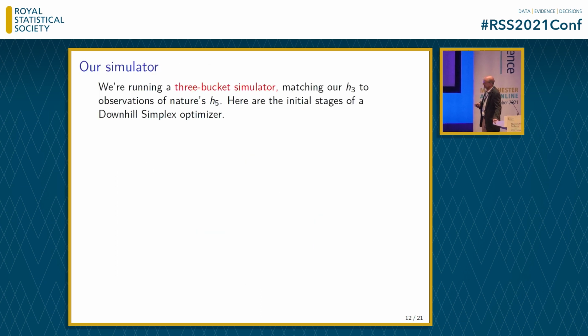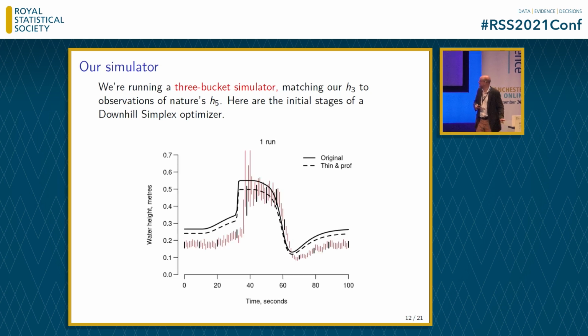Now, as I said before, I'm running a 3-bucket simulator to make sure there's no possible way that I can actually match nature. There's a built-in imperfection. I'm missing 2 buckets, basically. So this is what happens when we actually run the simulator. This is the very first run. I'm going to click through these rapidly, but you can see here are the data with my thin points as well. This is the first run of the 3-bucket simulator at the central values of the parameters.